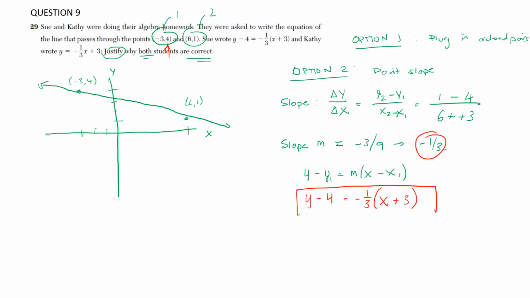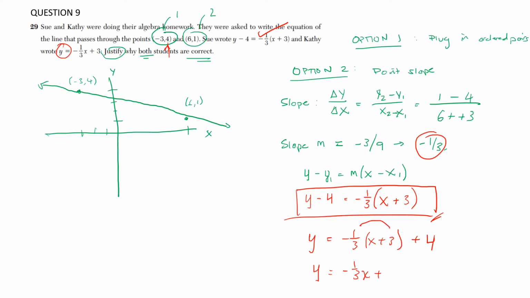This is an equation of the line. That is a perfect representation of this line that we've drawn here. Interestingly enough, that's exactly what Sue wrote, so we can verify now that she is definitely correct. To verify what Kathy did, it looks as if she just isolated the y on one side. So why don't we do the same thing? y equals -1/3 times x plus 3, plus 4, just adding the 4 to both sides. And when we distribute this, we'll find -1/3 x plus -1/3 distributed into 3 is -1 plus 4.